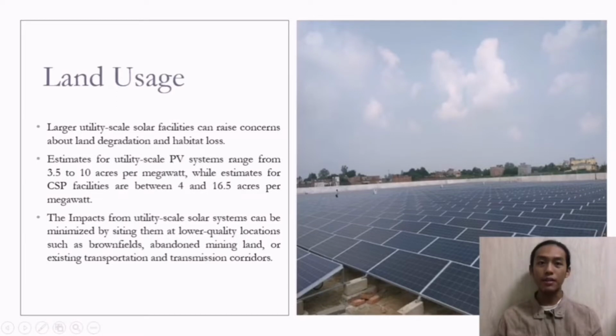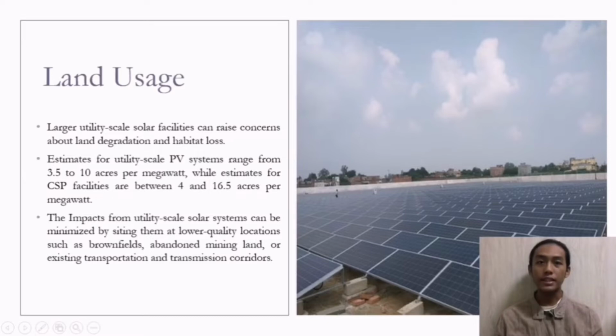Now I will explain about land use, which is one of the environmental issues. Depending on their location, larger utility-scale solar facilities can raise concerns about land degradation and habitat loss. Total land area requirements vary depending on the technology, the topography of the site, and the intensity of the solar resource. Estimates for utility-scale PV systems range from 3.5 to 10 acres per megawatt, while estimates for CSP facilities are between 4 and 16.5 acres per megawatt.